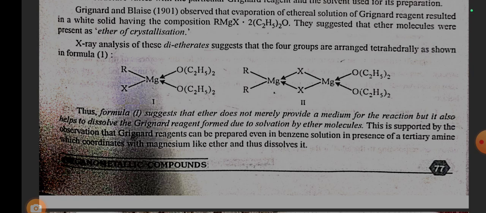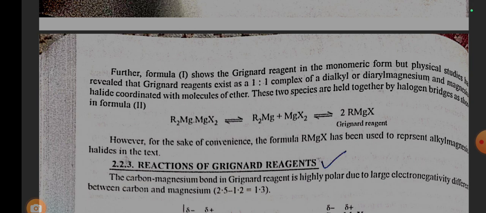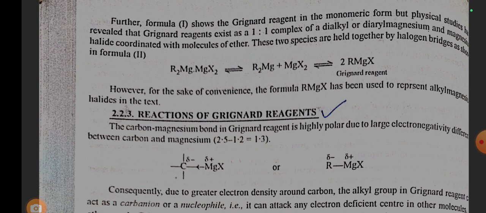This is supported by the observation that Grignard reagents can be prepared even in benzene solution in presence of a tertiary amine, which coordinates with magnesium like ether and thus dissolves it. Further, Formula 1 shows the Grignard reagent in the monomeric form, but physical studies have revealed that Grignard reagent exists as a 1:1 complex of a dialkyl or diaryl magnesium and magnesium halide coordinated with molecules of ether. These two species are held together by halogen bridges as shown in Formula 2. However, for the sake of convenience, the formula RMgX has been used to represent alkyl magnesium halides in the text.